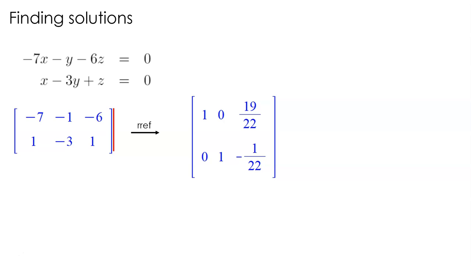I'm so glad I have Maple. So I have 1, 0, 19/20, 0, 1, negative 1/22. Now, since my 0 is here, my equal sign is here, I don't have x equals this and y equals that. This is my z column.